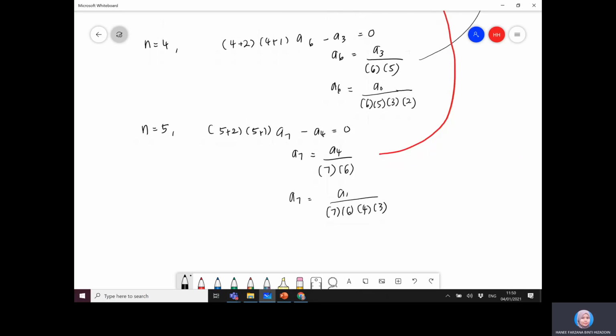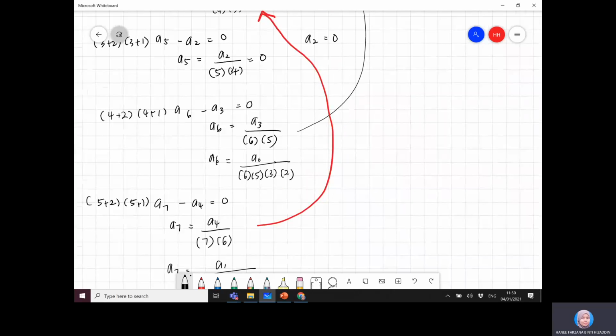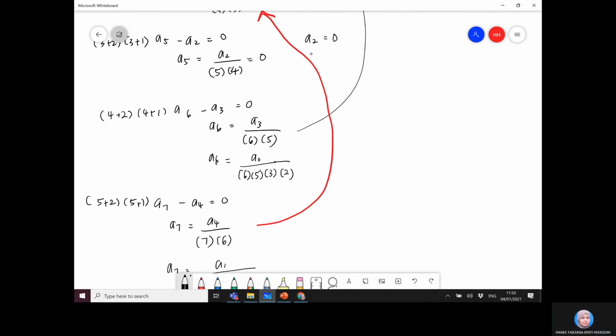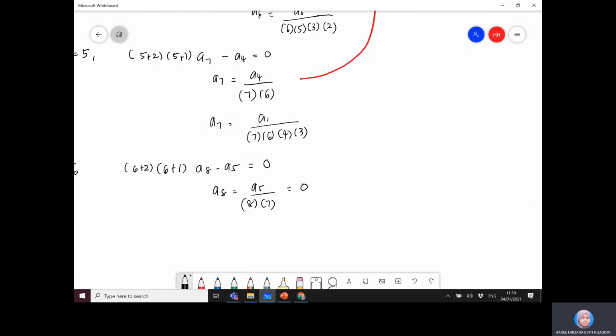Now we want to continue to see if we get another pattern. Okay, n equals 6. So you have (6 + 2)(6 + 1) a8 minus a5 equals 0. So a8 is a5 over 8 times 7. And you know a5 is previously equal to 0 because a2 is 0. So here a8 is also equal to 0. Right, so now we kind of start to see the pattern.